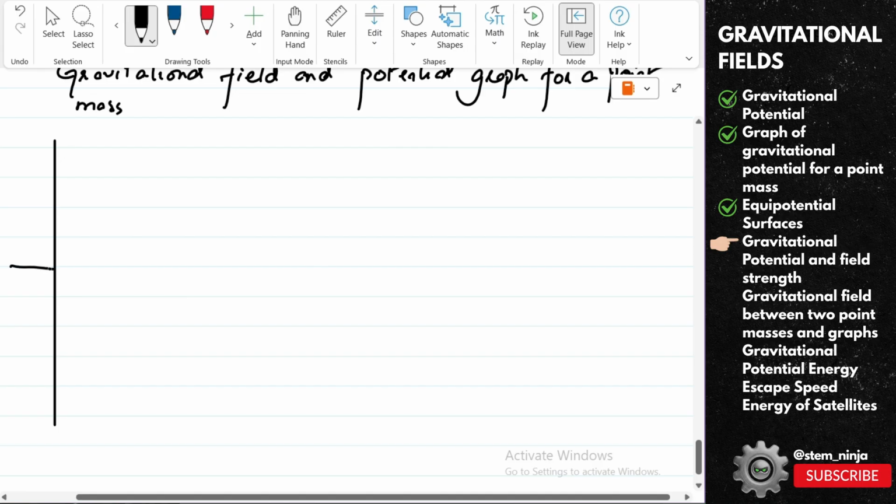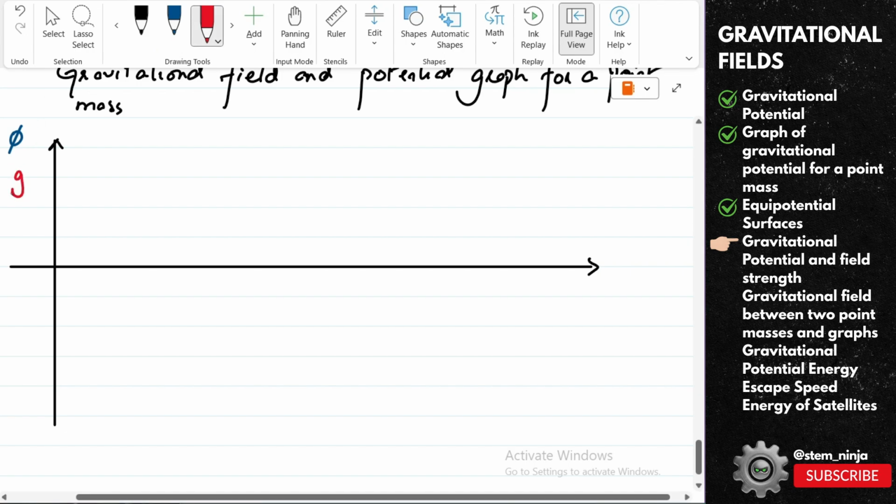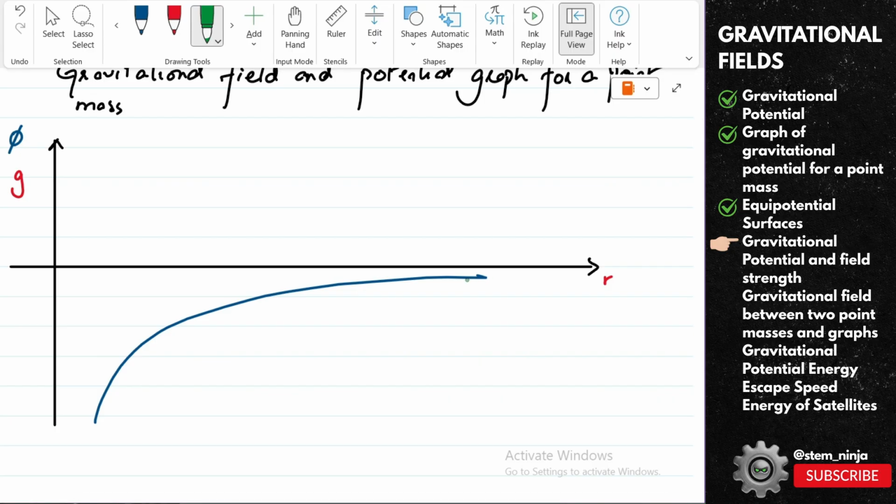So let's say you have this, and I'll make them on the same axes just to reduce the space a little bit. Let's say the blue one is phi and the red one would be gravitational field strength, and this is the same r as before. So potential, we saw that this is going to be like this. Now at infinity the gradient would become 0, but before this the gradient is decreasing. The gradient is still positive but decreasing.